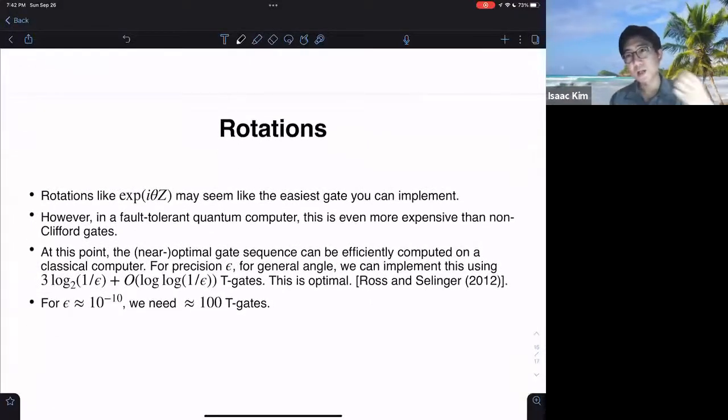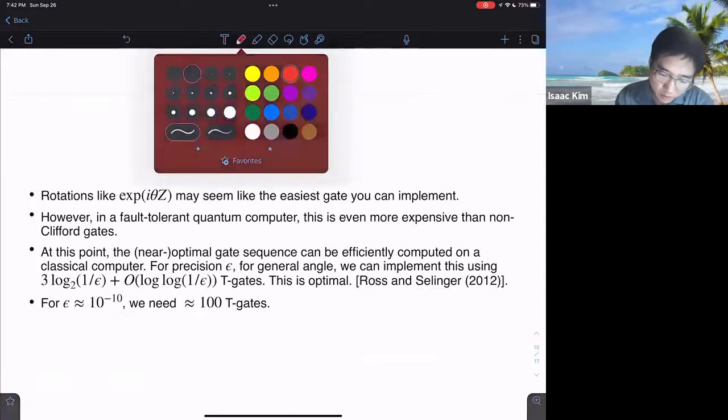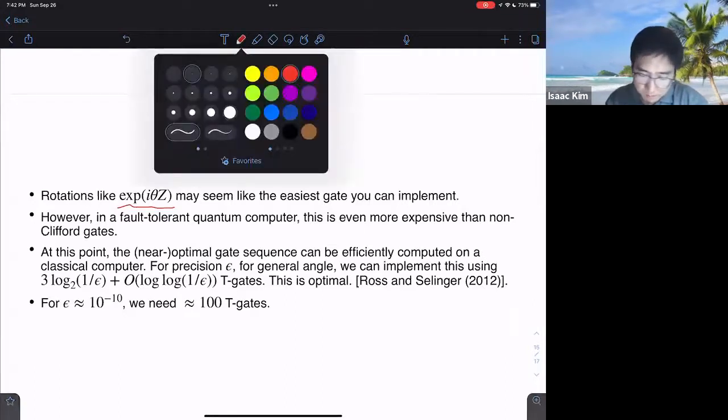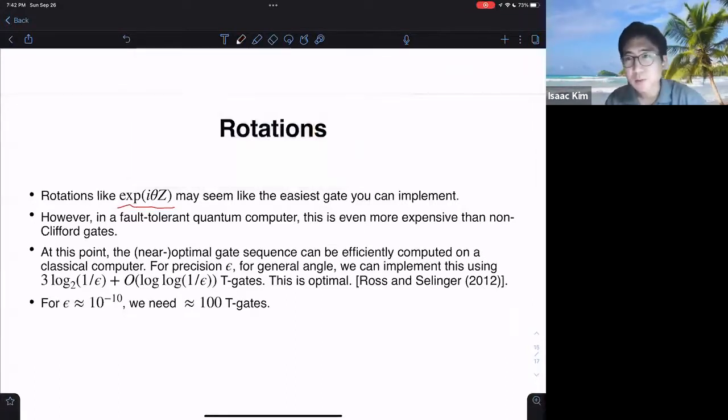And there's another class of gates that are often used because they are quite intuitive. Those are the rotation gates. These gates are of this form: exponential of i theta Z. Without error correction, this seems like the simplest thing that you can do because, as I said, you can just turn on an external magnetic field and that's it. But as I said, in a fault-tolerant quantum computer, this is actually not trivial to implement. There's good news and bad news.